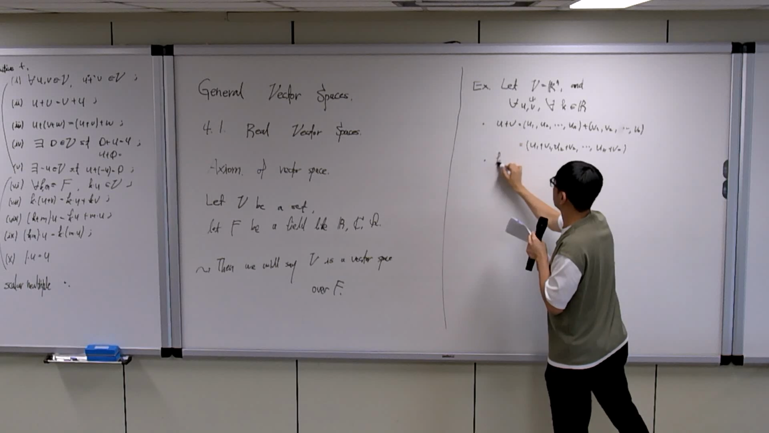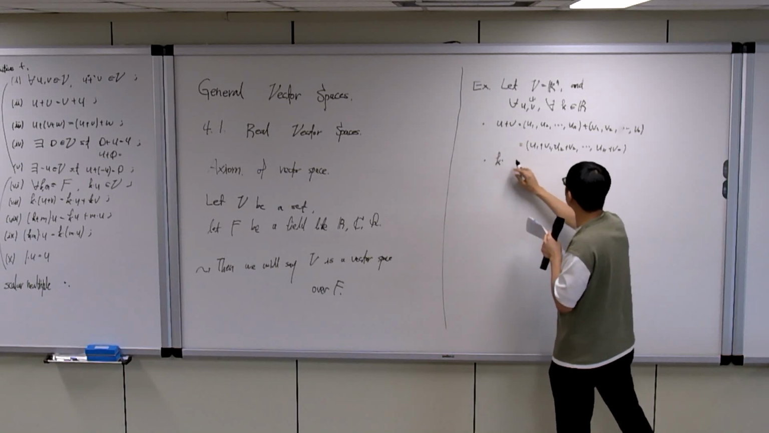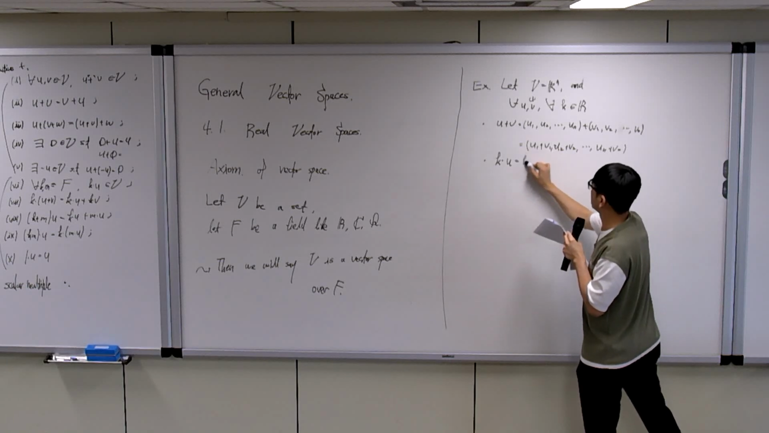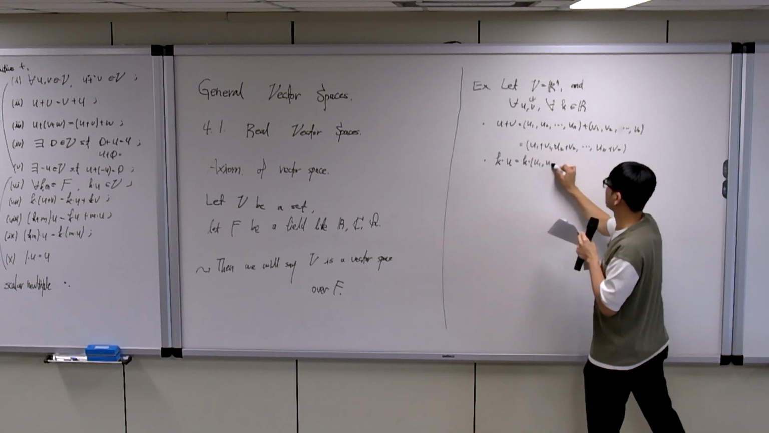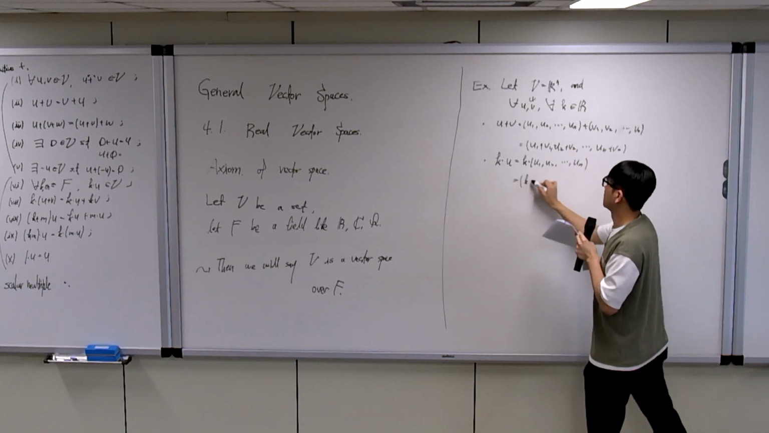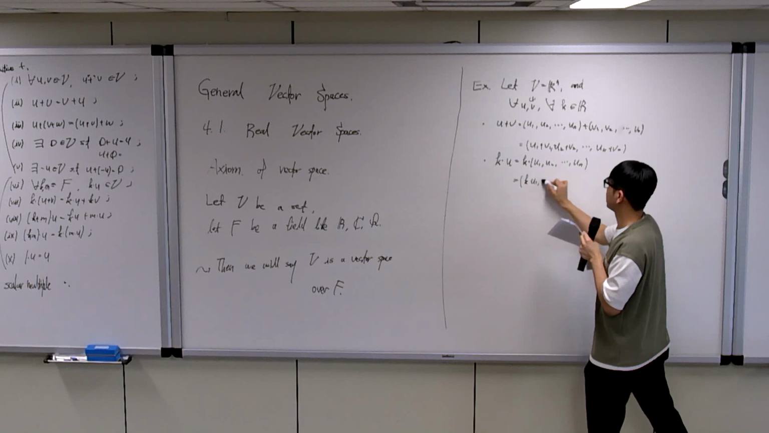K. Scalar multiplication by K is defined as U1, U2, multiplying by K for each vector.